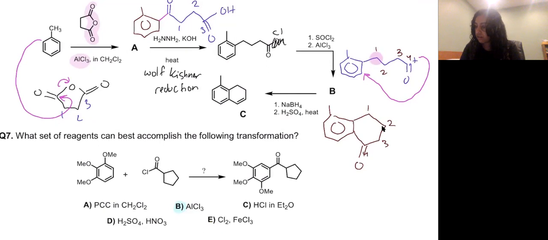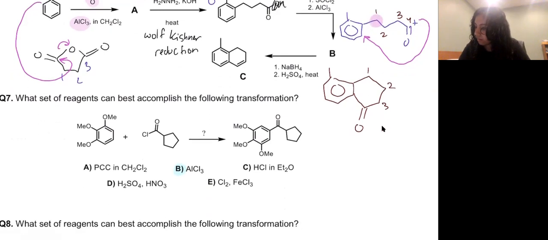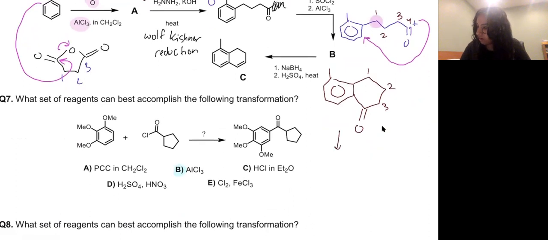Okay, but now I have this weird ketone thing. And we're giving this weird ketone thing these reagents. We're giving it NaBH4 and H2SO4 and heat. So NaBH4 reduces. So it's going to turn the ketone into a secondary alcohol. So after NaBH4, we get this. Ketone turns to alcohol.